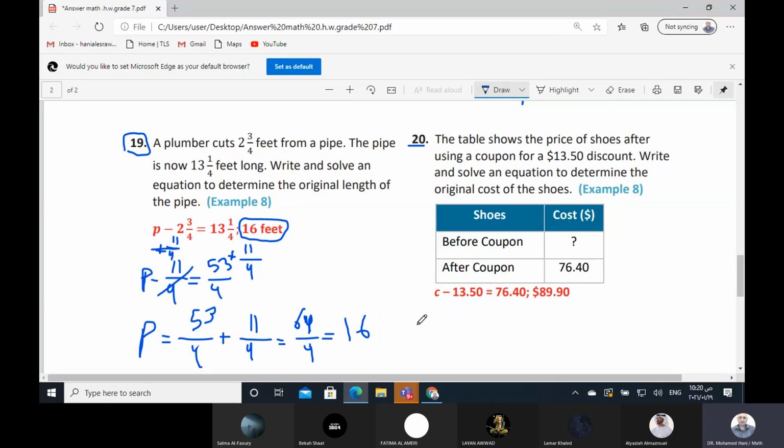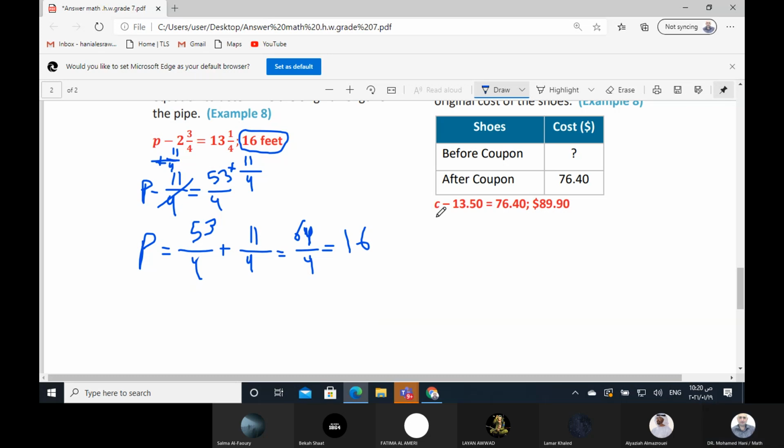So the before is unknown. Use variable C for cost. So the cost will be the price here after the coupon: C minus 13.50 equals what? Equal the price after the coupon, which is 76.40. So this is the equation. How to solve this equation? As you see, this is the variable, this is the constant.